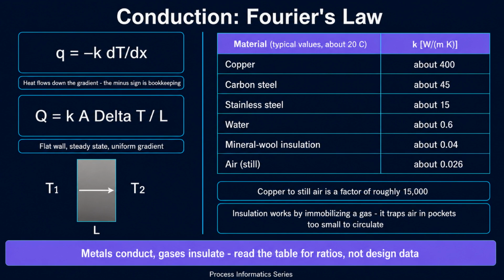What makes the result useful is the enormous spread in k, as typical values near 20 degrees Celsius. Copper is about 400 watts per meter Kelvin, carbon steel about 45, stainless steel about 15, water about 0.6, mineral wool insulation about 0.04, and still air about 0.026. Read them as ratios. Copper to still air is a factor of roughly 15,000. Metals conduct, gases insulate. And insulation works by immobilizing a gas, trapping air in pockets too small to circulate, so compress it or soak it, and it stops working.